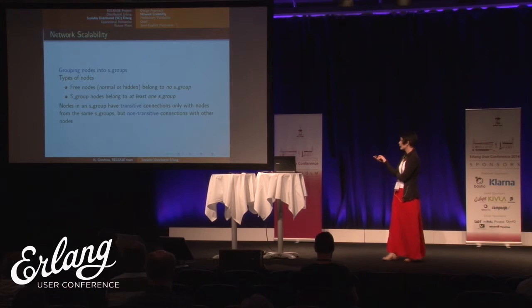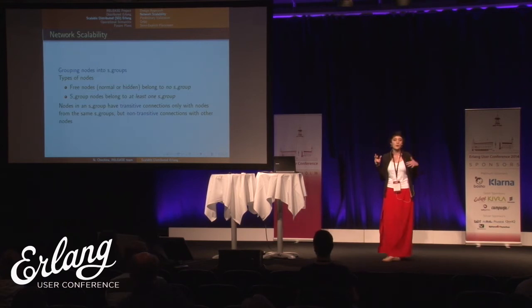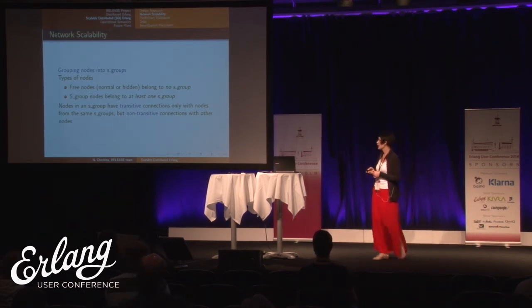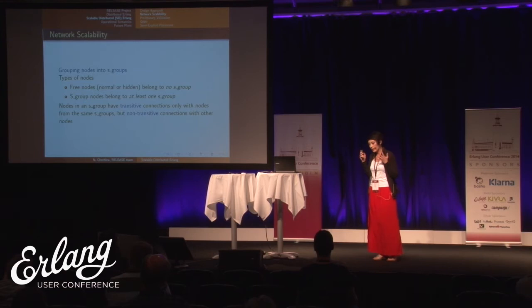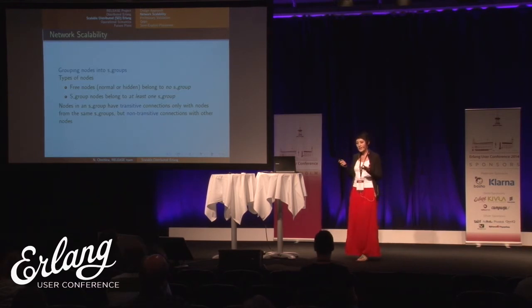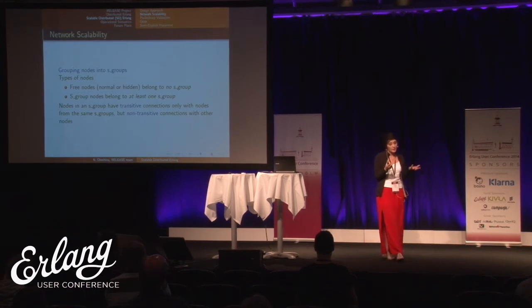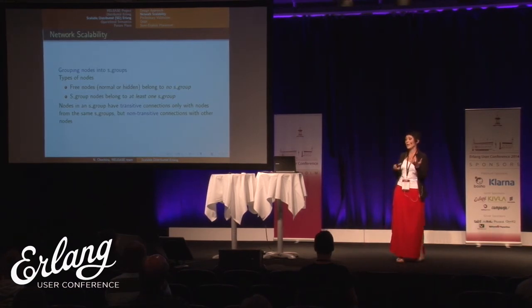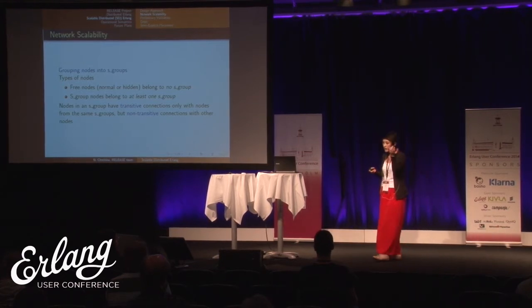And then we have s_group nodes. S_group nodes are the nodes that belong to at least one s_group. The feature of s_groups is that they are overlapping, so a node can belong to multiple s_groups. And the thing here is that nodes in the s_groups have transitive connections with the nodes from the same s_group and non-transitive connections with other nodes. It doesn't matter whether they're from another s_group or free nodes, they are non-transitive connections.